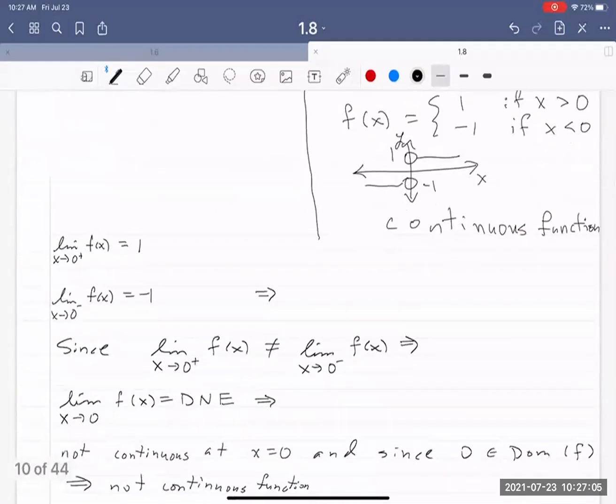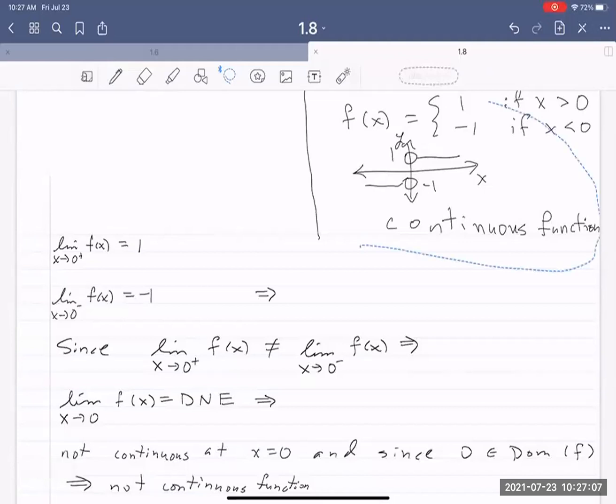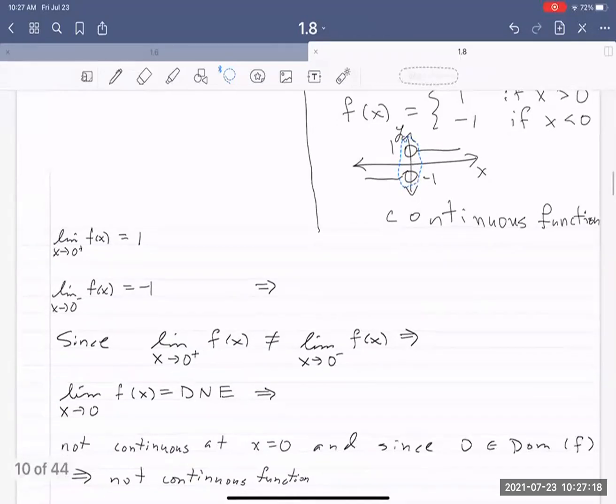Whereas here, this is a continuous function because I have blinders and I don't see the x equals 0. I only see things in the domain. So in the domain, it looks nice and fine.